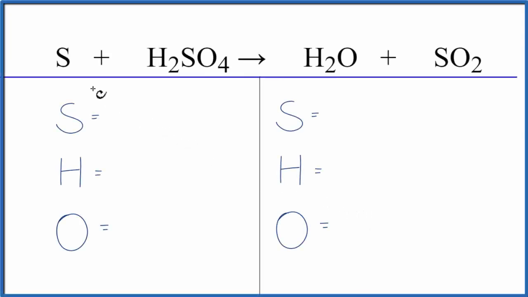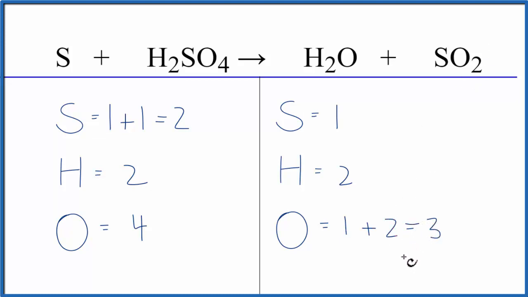In this video, we'll balance the equation sulfur plus sulfuric acid. Let's count the atoms up. We have one sulfur plus the one sulfur here. So we have two sulfur atoms, two hydrogens, four oxygens. Product side, we have one sulfur, two hydrogens, one oxygen, plus these two. So we have three oxygen atoms.